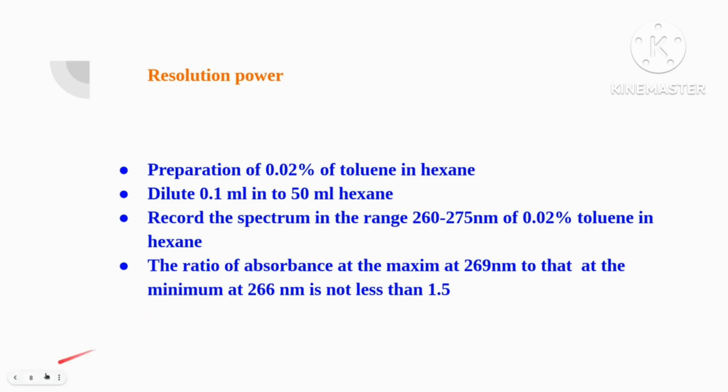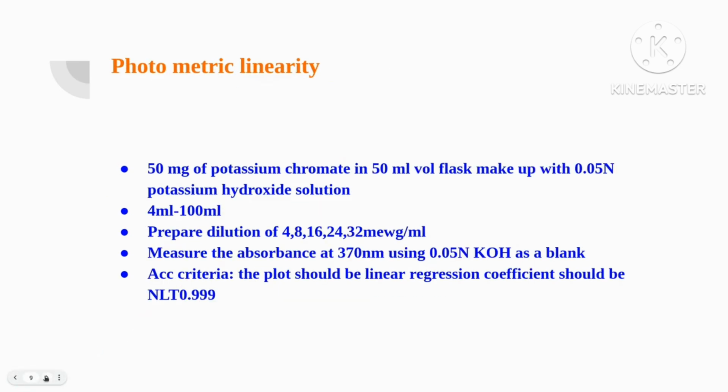Photometric linearity. Next one, photometric linearity. Weigh very accurately 50 mg of potassium chromate in a 50 ml volumetric flask and dissolve in 0.05 normal potassium hydroxide solution. Make up with the same solvent. From the above solution, take 4 ml and make up to 100 ml with 0.05 normal potassium hydroxide solution.